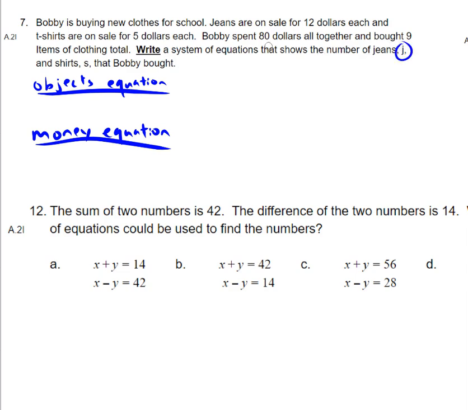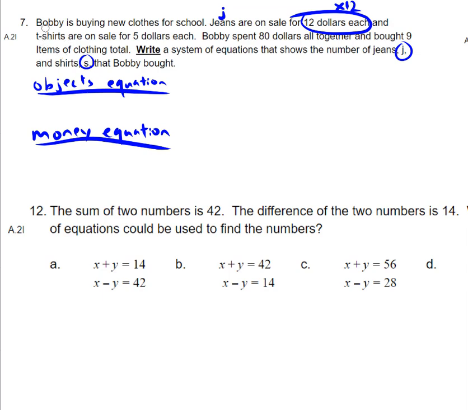So now that I've read it once and I know what's going on, I'm going to notice a couple things. The jeans are J and the t-shirts are S. So Bobby is buying new clothes for school. That's just background, right? The jeans, we call those J. So the jeans are on sale for $12 each. What that's telling me is that I'm going to multiply however many jeans he gets times 12. That's what the $12 each means.